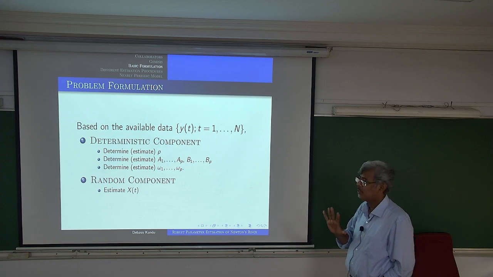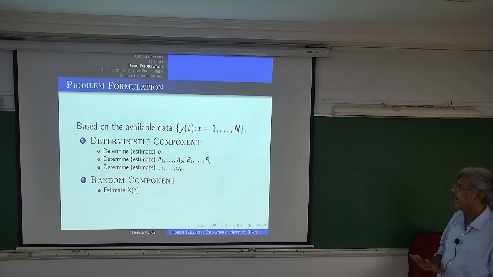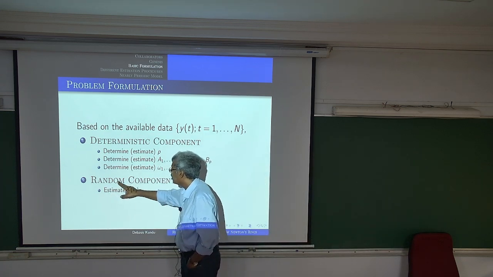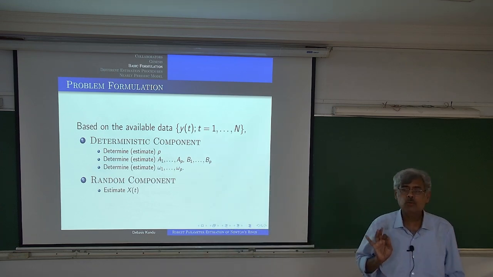I think that is one of the major differences in the way statisticians handle this, because we try to estimate xt also in some way. And I will show why it is important.